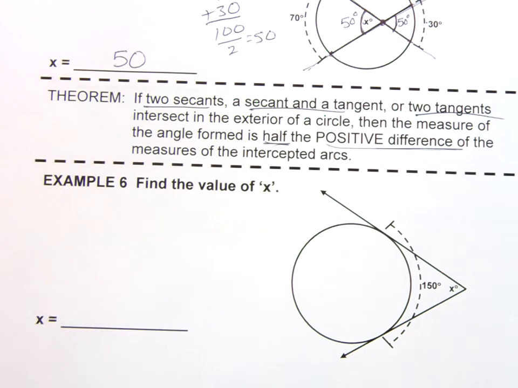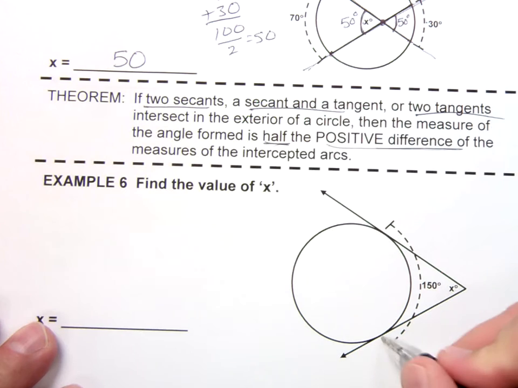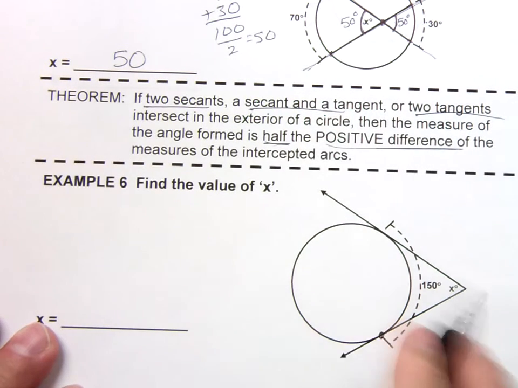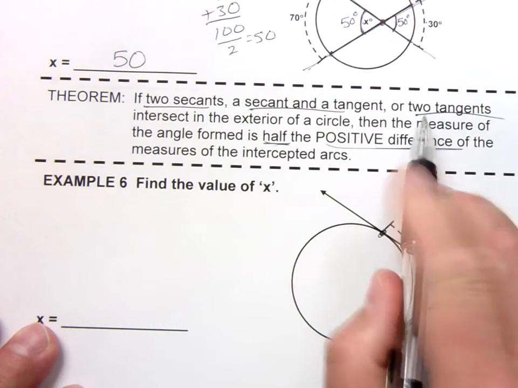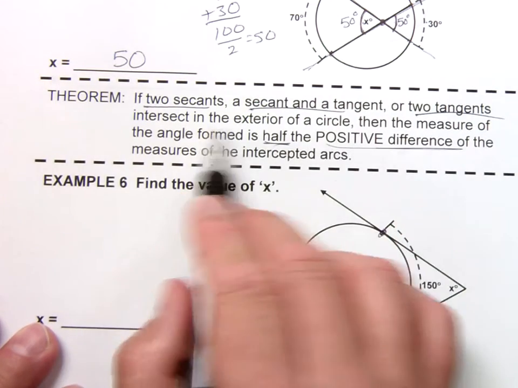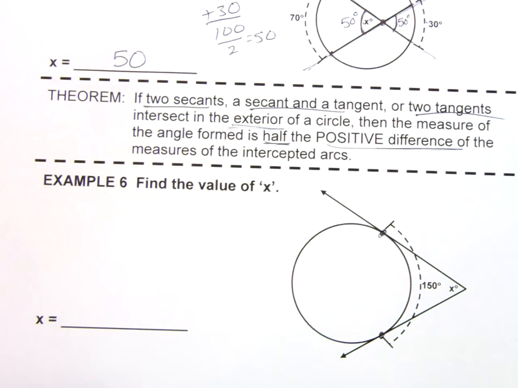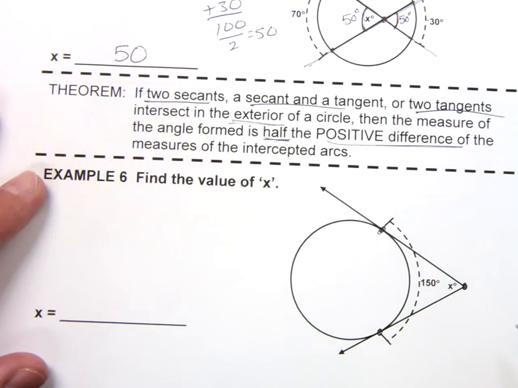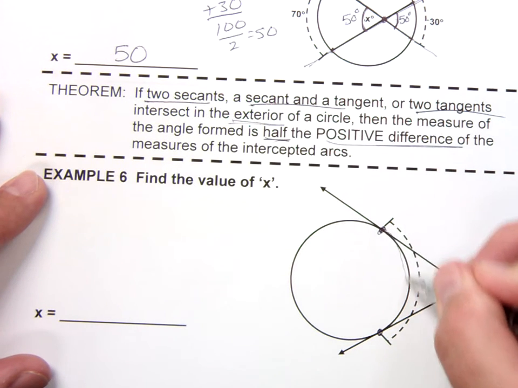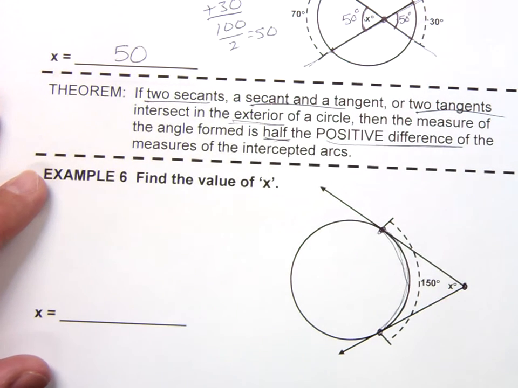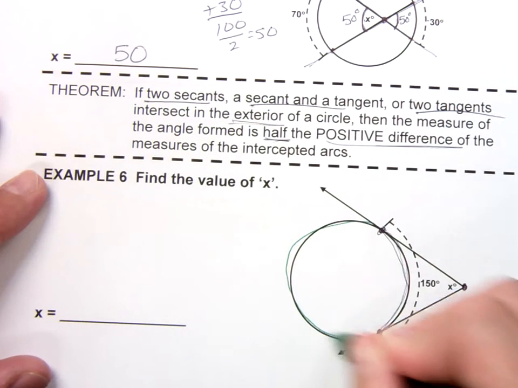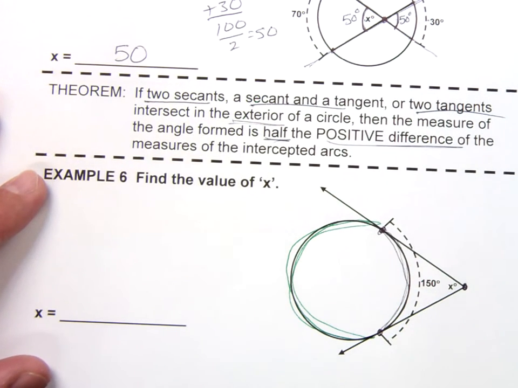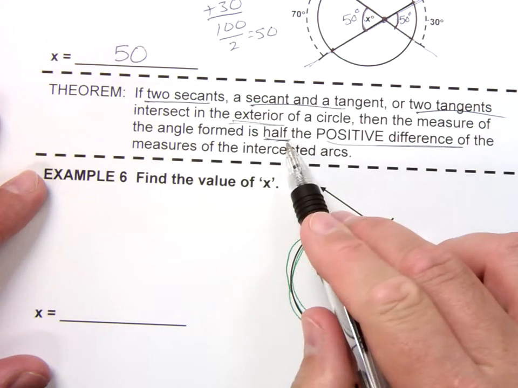In this example, this is a tangent. It's intersecting the circle at one point. This is a tangent intersecting the circle at one point. Two tangents intersecting in the exterior of a circle is one of those three possible conditions where this theorem applies. So two tangents intersecting at a point exterior, on the outside of the circle. Anytime that happens, there are two intercepted arcs here. There's this arc, and then there is this arc. That angle right here is going to be half of the difference between these two.